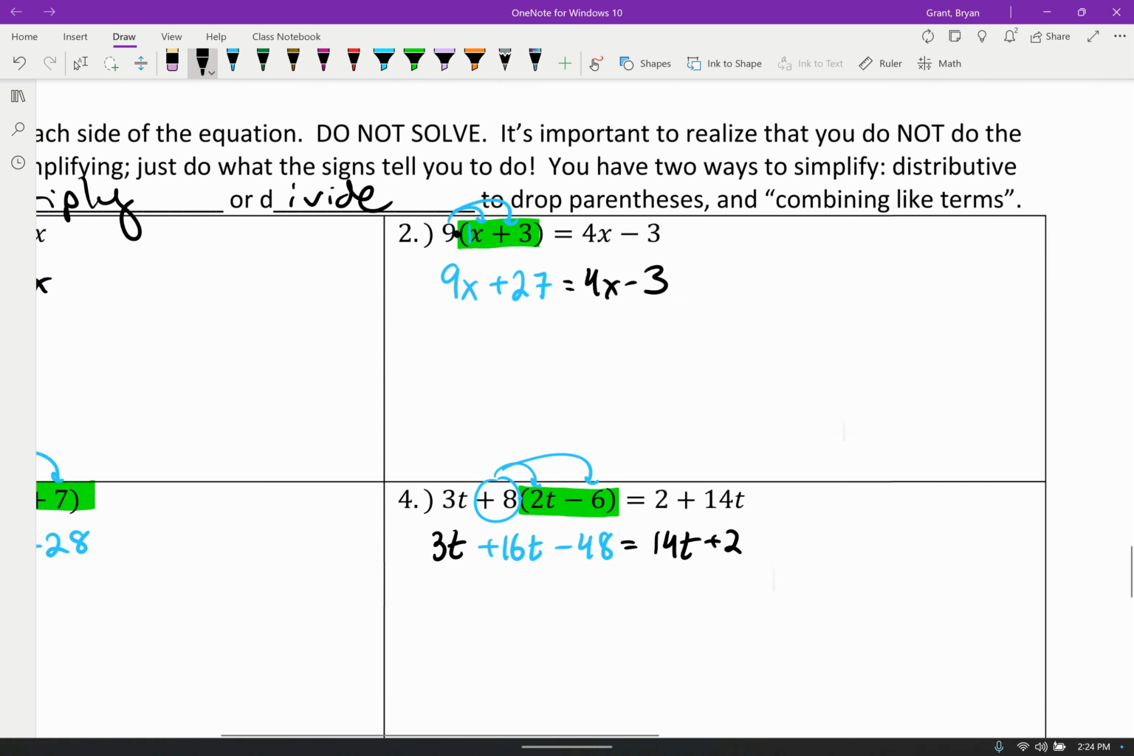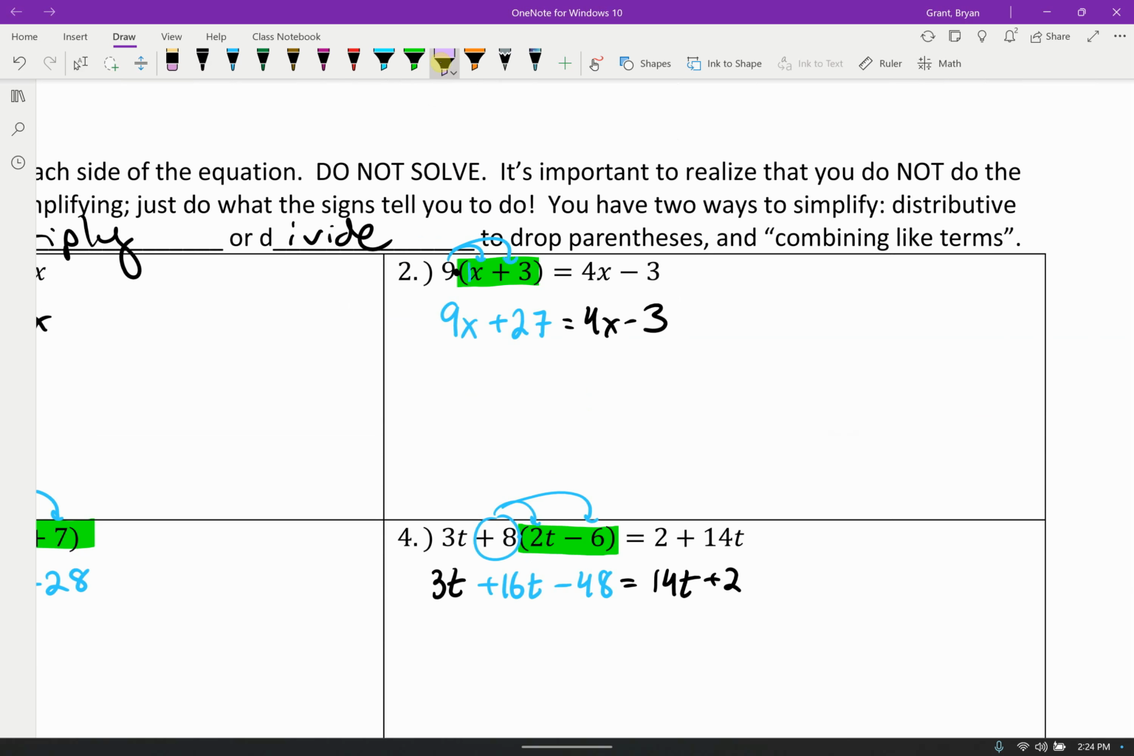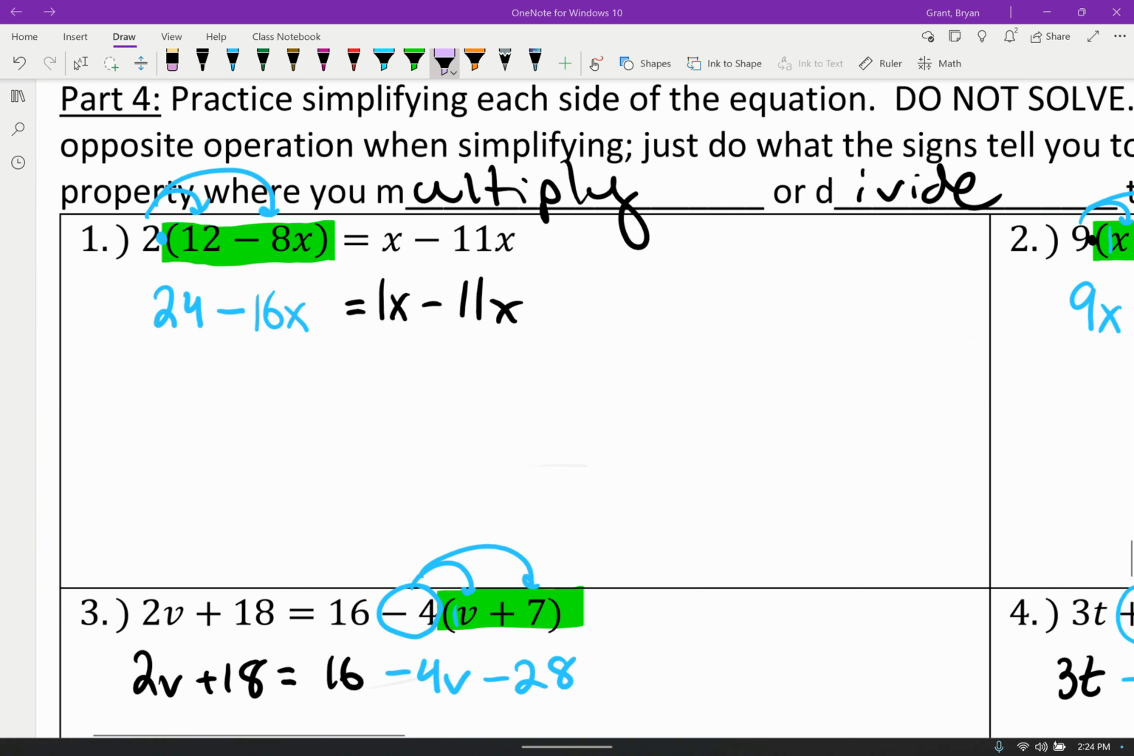But there is one more thing that you probably should do when you simplify these equations, and that's combine like terms. Now, both of these properties, distributive property and combining like terms, only work on one side of the equal sign at a time. You should think of that equal sign as a barrier or a force field. And the only way you can do things to both sides is using algebra. For now, we're just focusing on the same side.